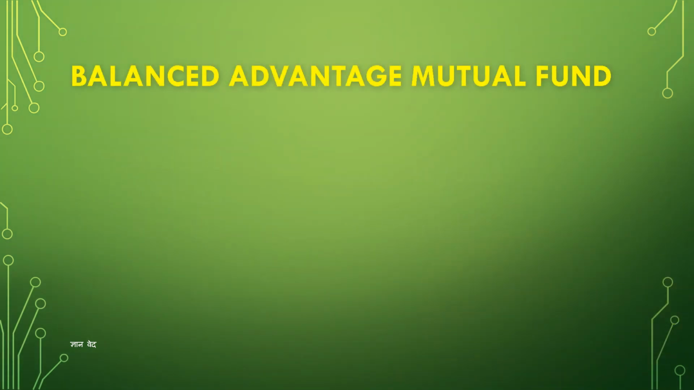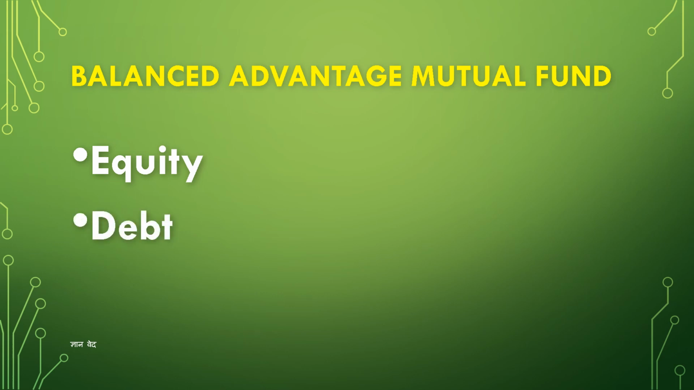I think in 2018 this balanced advantage mutual fund category started. So let's see what the difference is compared to the balanced mutual fund. Definitely there will be an equity allocation in your mutual fund. Also there will be debt. The third one, which is important for this category, is arbitrage. We are going to discuss what arbitrage is also.